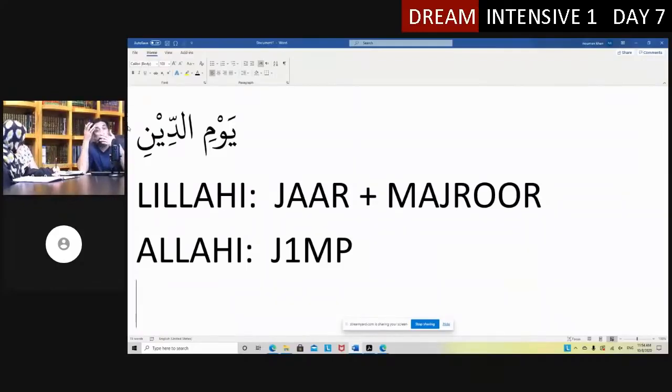And the lam will pretty much always be li unless it's on a pronoun, then it'll be la. Otherwise, it's going to be li. And the way to remember that is alhamdulillah. Lillah. That's the standard. Other question?